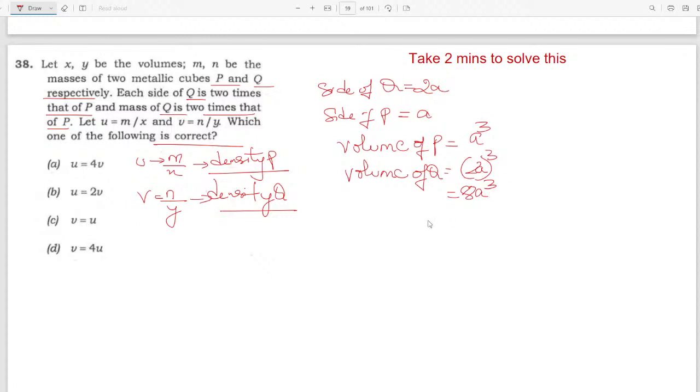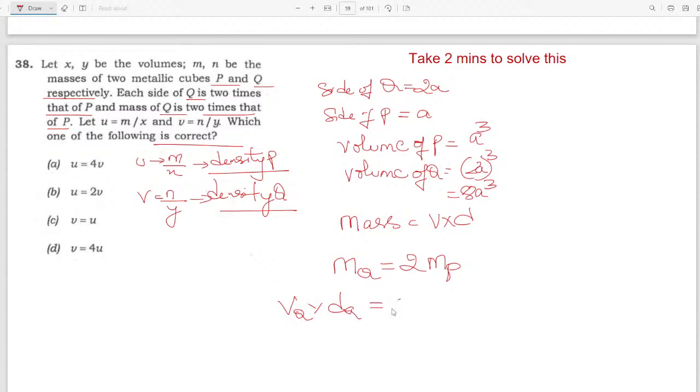Now we know the mass formula: mass is equal to volume into density. This is the formula for mass. And what they have given is that the mass of Q is 2 times that of P. So the mass of Q is equal to 2 times the mass of P. So what is the mass of Q? That is volume of Q into density of Q.